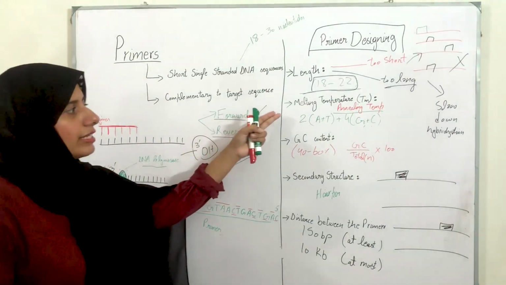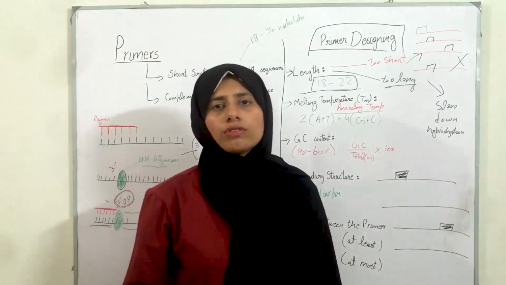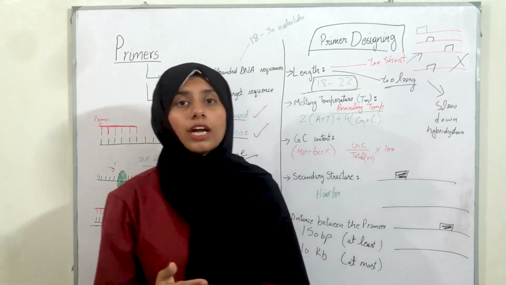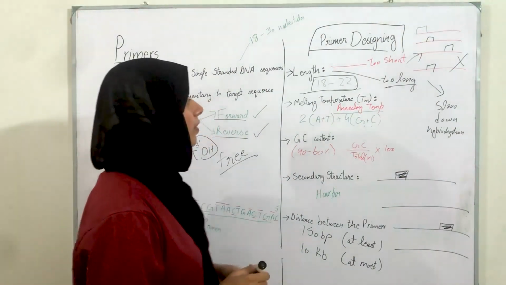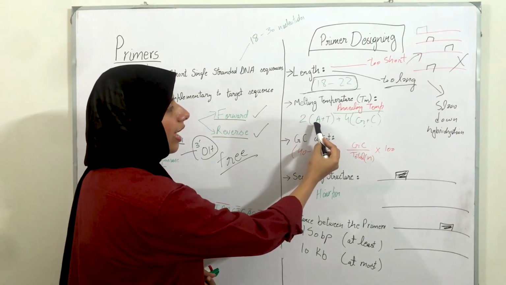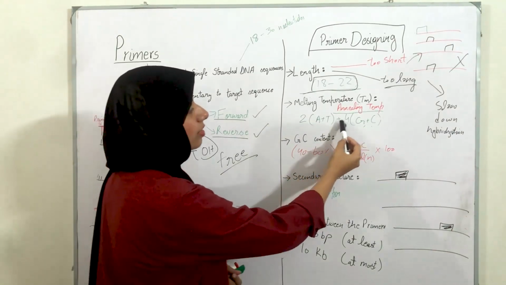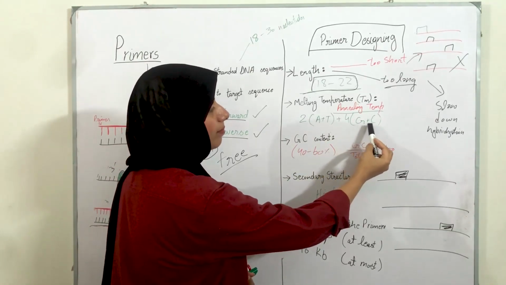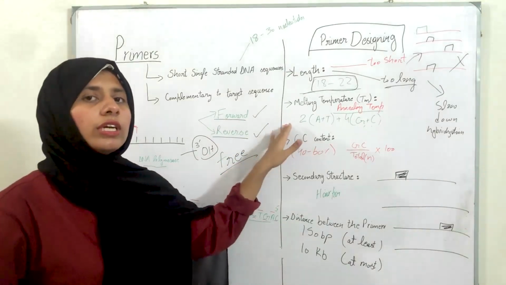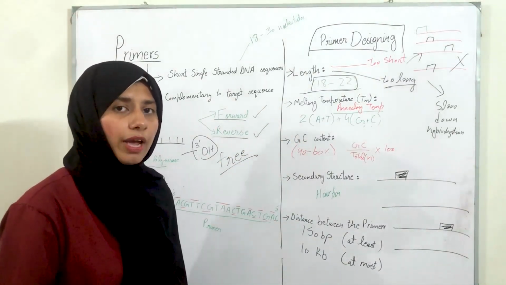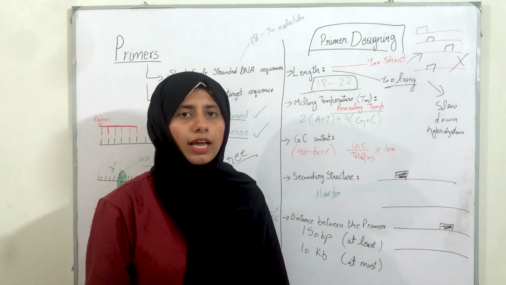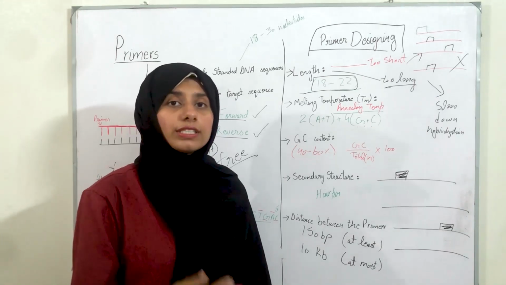Next we have melting temperature, also known as annealing temperature. This is the temperature at which your primers are going to bind to your template. We have a formula: 2 multiplied by adenine plus thymine, plus 4 multiplied by guanine plus cytosine. By using this formula, you can easily find out the annealing temperature of your primer. It usually varies from 45 to 65 degrees. It can be any temperature depending upon your sequence.